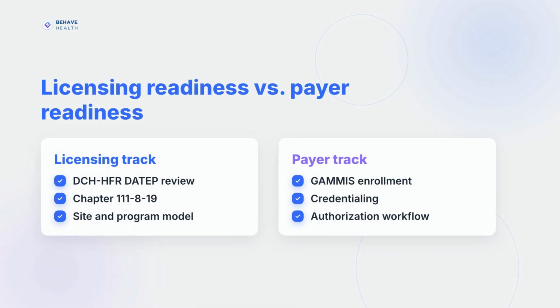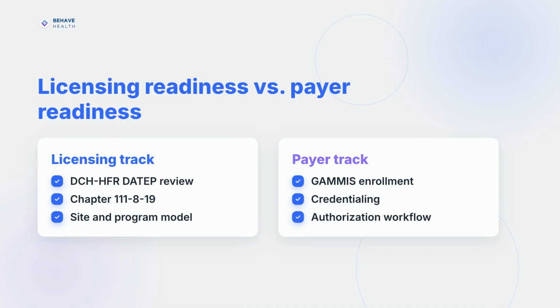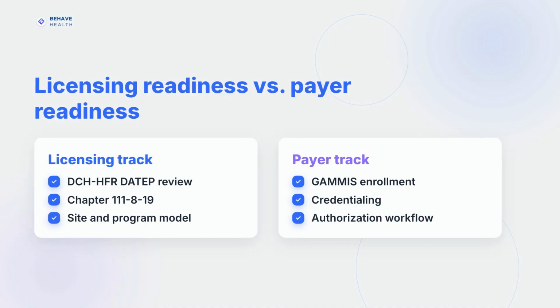Treat licensing and payer work as two related but separate tracks, and start both during feasibility planning, not after you've launched. Licensing readiness and payer readiness are related but not identical. A clean license does not by itself produce a working revenue model. Verify whether provider enrollment, contracts, authorization workflow, documentation, and revenue cycle can support IOP or PHP before admissions begin.